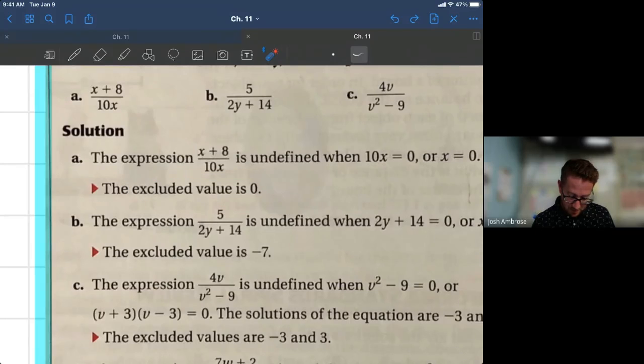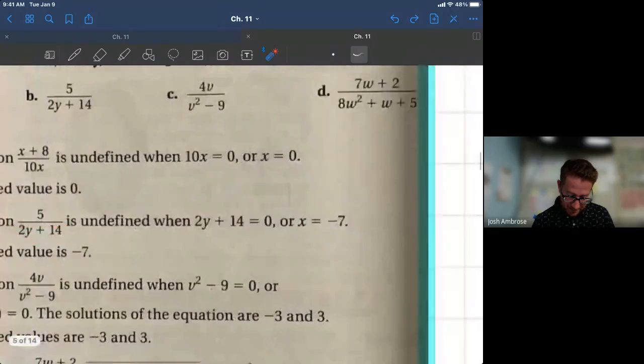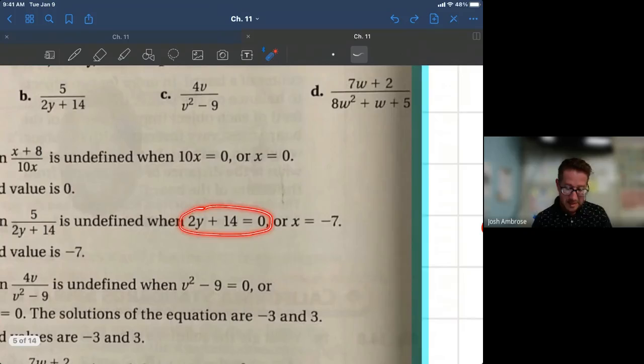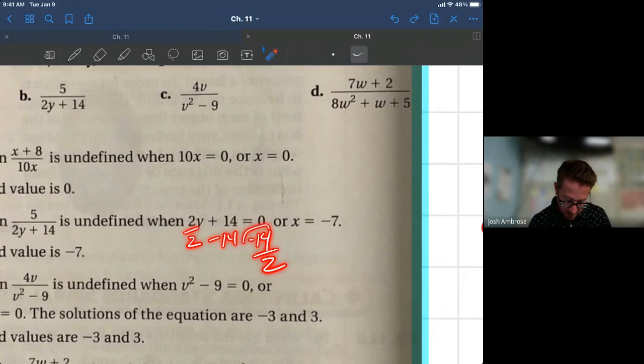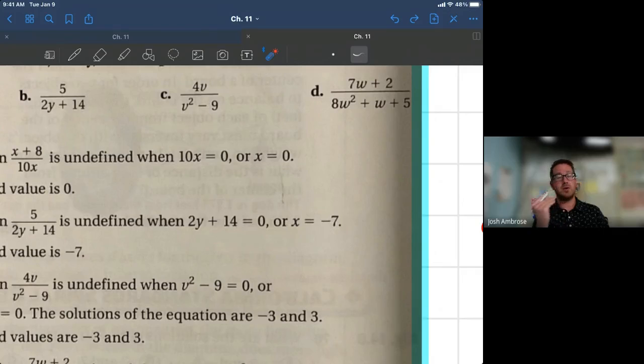For the second one, 2y plus 14. Make 2y plus 14 equal to 0. Solve for x, or sorry, solve for y. Minus 14 on both sides, and then divide both sides by 2. So negative 14 over 2 is how they get to negative 7. So you are solving the denominator.